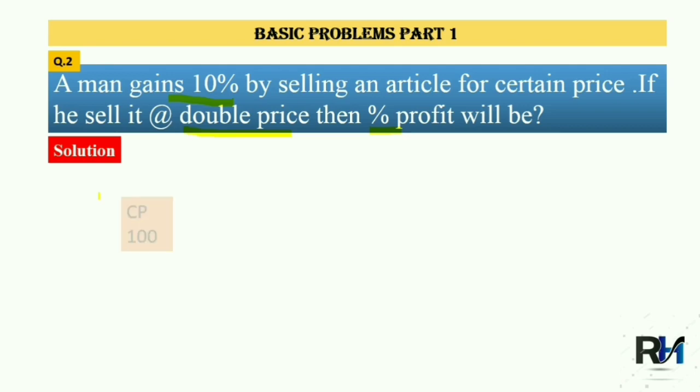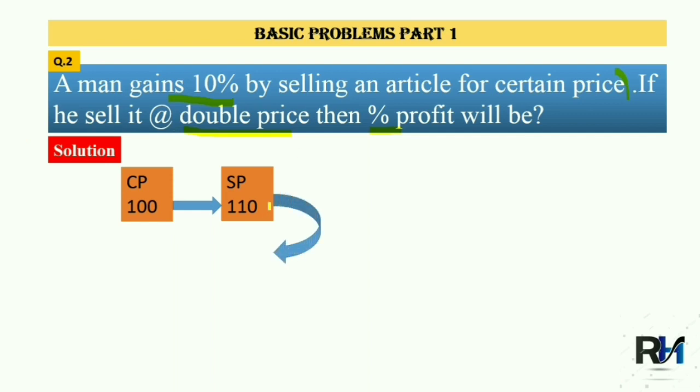Firstly, in the first video I made it clear that we have to consider CP as 100% or 100 units. So in this problem I will consider CP as 100 units, and the gain percentage given is 10%. Whenever gain is given, we add it to 100. So after adding it to 100, we get the SP as 110. Up to this, our problem is clear. Now we have to look at this statement: if he sells it at double the price, now the SP is doubled. After doubling this price, we get the value of SP, that is 220.